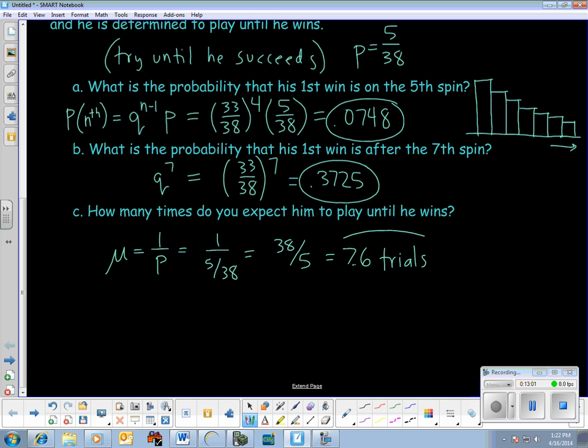And again, I understand I cannot try 7.6 times, but I might win on the first try, or the second, or the 88th. All of those, if I sit there every day for the rest of my life, will average out to 7.6 trials. So that's it. That's our crash course review of binomials and geometrics.